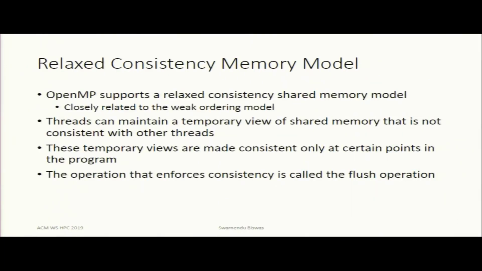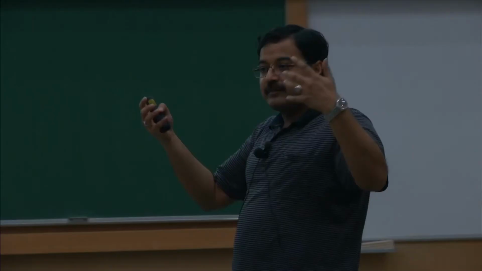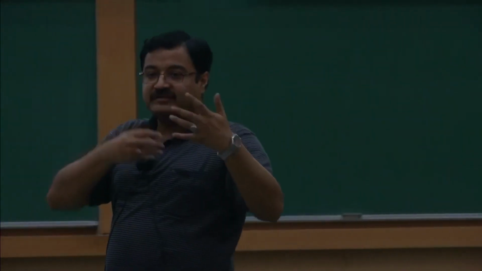So what OpenMP, and this is now where you come to OpenMP, right? After all this initial discussion, OpenMP actually supports a relaxed consistency shared memory model, right? So you see the challenge? OpenMP supports a relaxed consistency shared memory model. That means if you have multiple threads of execution, then you need to be careful about how the data becomes visible from each thread to the other thread, right?